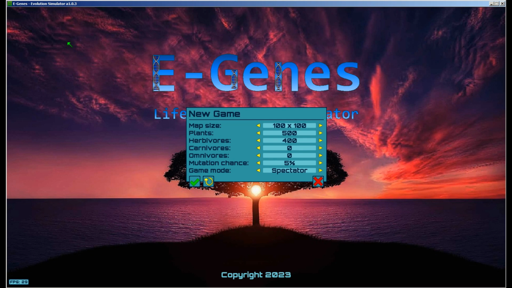The sixth parameter is the mutation chance. The mutation chance is the chance for a new offspring to mutate a trait, or in this case, let's call it a gene. And the seventh and last parameter is the game mode. Currently we only have spectator mode available, but I will add more in the future. So, let's start our simulation.